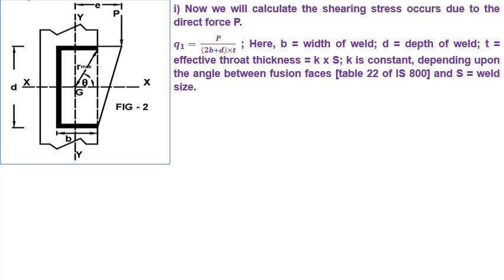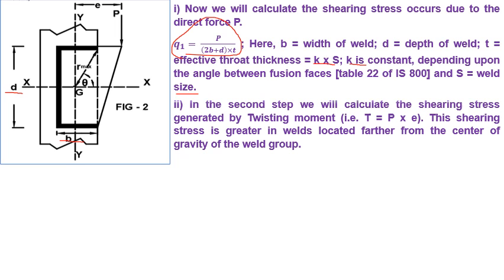This is our figure 2. Now we first calculate shearing stresses due to the direct force P. Q1 is the shearing stress due to direct force P. Q1 equals P upon twice of (B plus D) multiplied by T, where B is the width of weld as shown in figure second, D is the depth of weld, and T is effective throat thickness, which is taken as K into S, where K is a constant depending upon the angle between the fusion faces, and we have to calculate the value of K from table 22 of IS 800, and S is denoted as weld size.